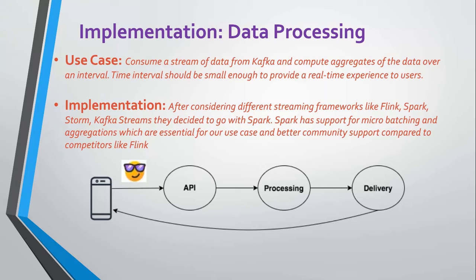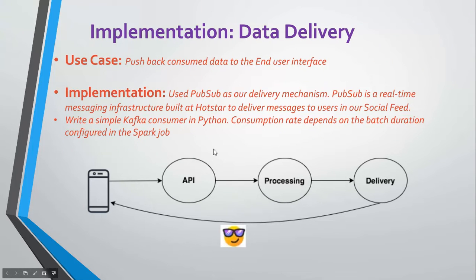So this is about the data processing. Next, let us see about the data delivery. Once the data is processed, it has to be delivered back to the end user. As you can see, using the API we are able to fetch the data and then process it, and the final thing is to deliver it back to the user interface. That is the final use case: after processing, how do you deliver the message back?